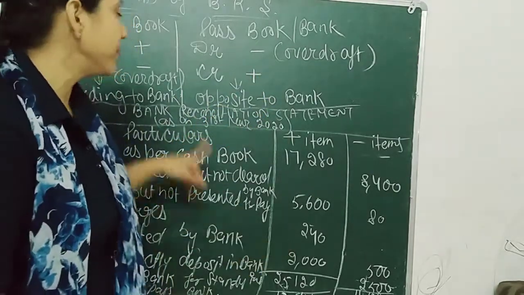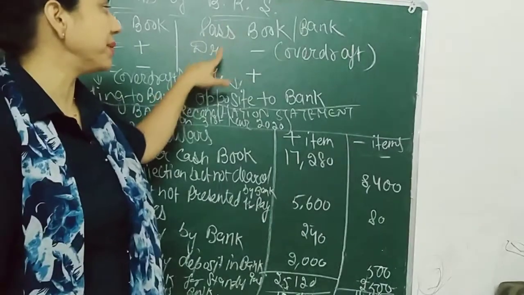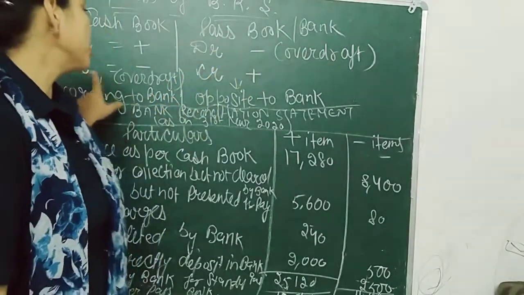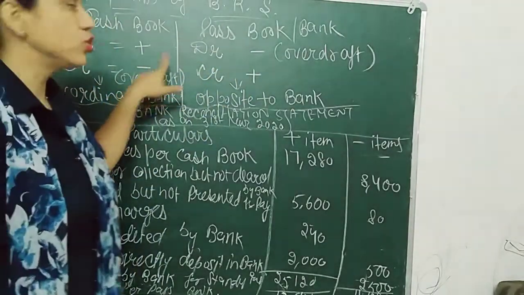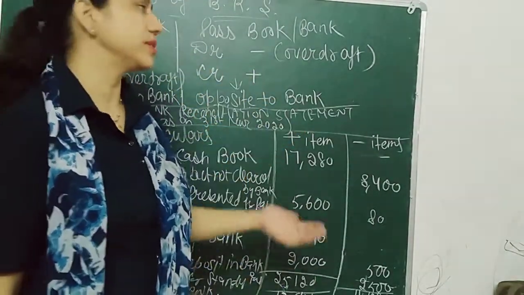Again I am repeating. Cash book debit means plus, so passbook debit means minus. Cash book credit means minus, so passbook credit means plus. Bank is quite opposite to us.